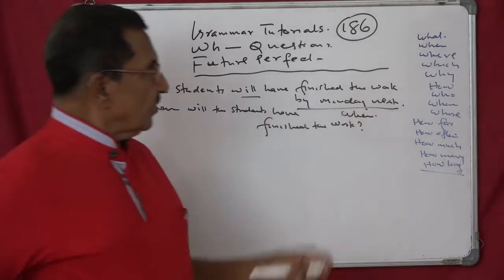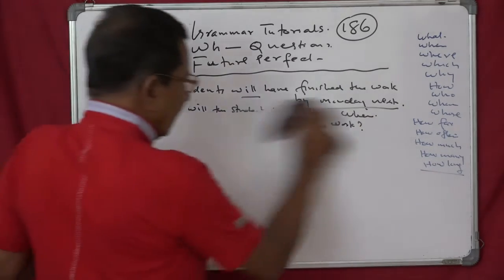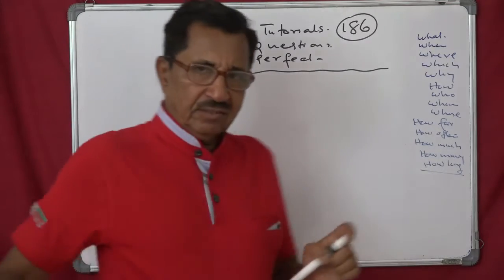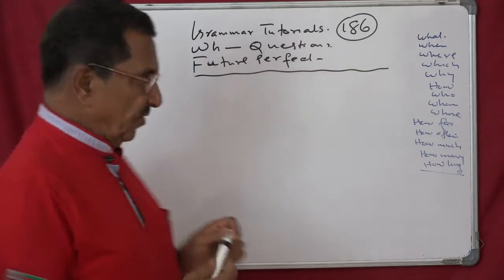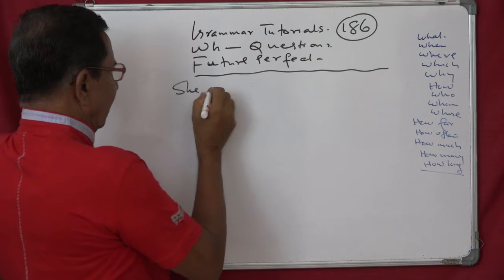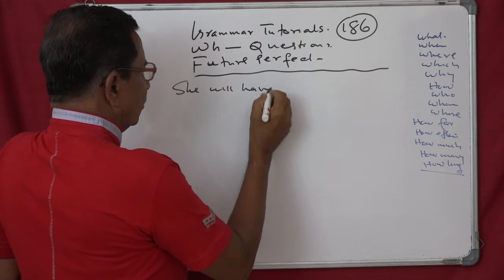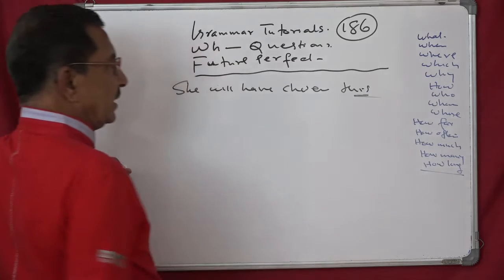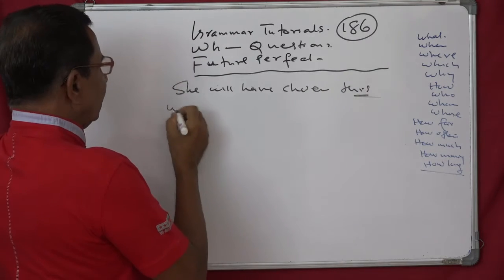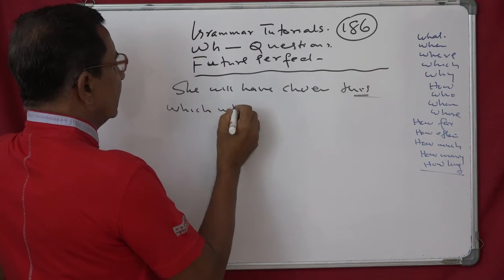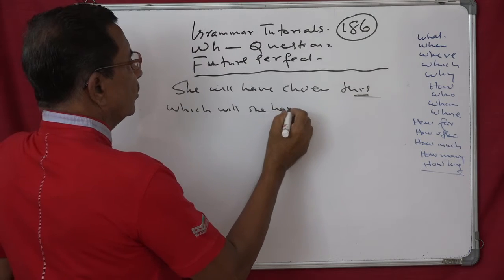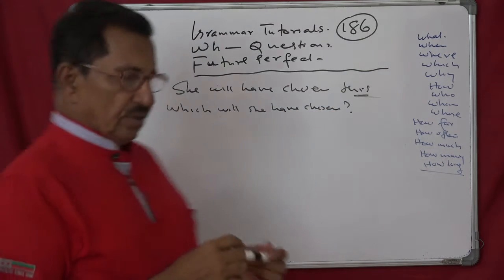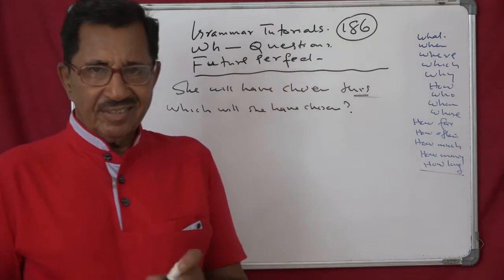So we have done what, when and where. Now let's say another frame for which. She will have chosen this. So you want this as the answer, then which? Which will she have chosen? So which will she have chosen? She will have chosen this.